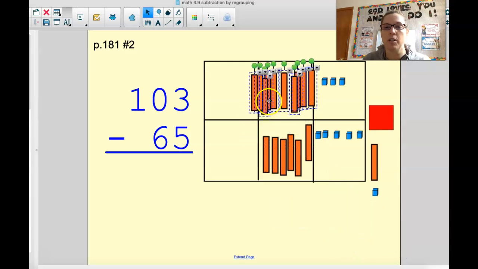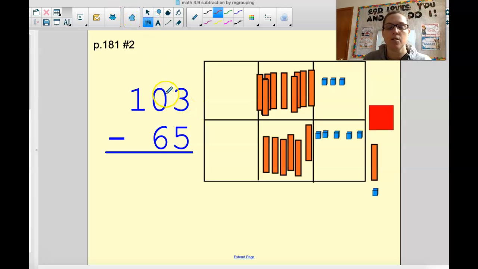And now let's show what we just did in writing. So we went next door, we didn't have anything to get, so we went all the way to the hundreds place. We took that 100. So cross out your 1, make it a 0. We brought it into the tens place. So cross out your 0, make it a 10.